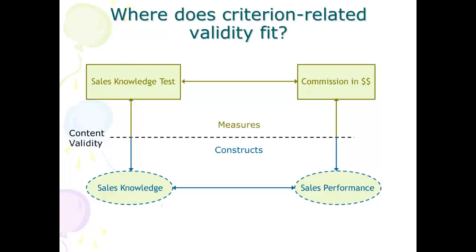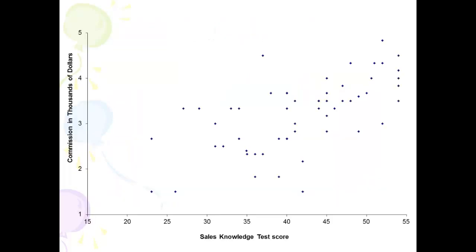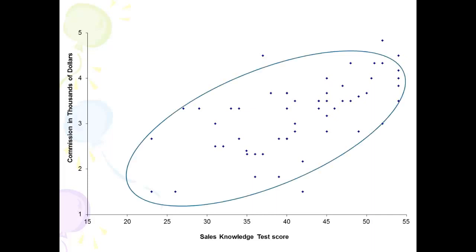Going back to our figure, we can see that criterion-related validity has to do with the link between two measures, a predictor and a criterion. So how do we do this? We obtain this kind of validity by having people take the test, and then we obtain some measure of performance and see if those two scores are correlated. In this scatter plot, there's a clear, but not perfect, relationship between test scores and sales performance measured as commission. This would suggest that the test would be a valid measure to include in the hiring process.